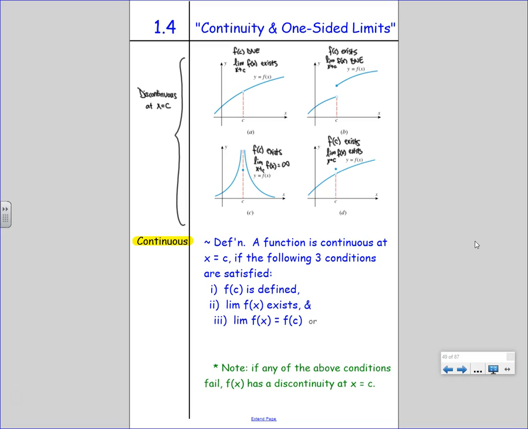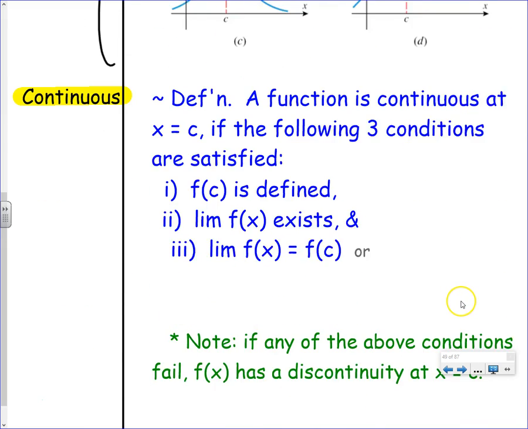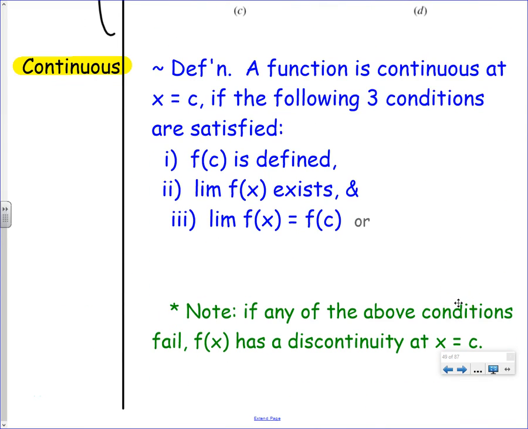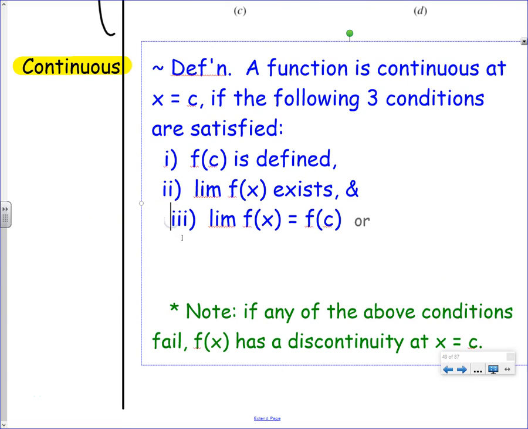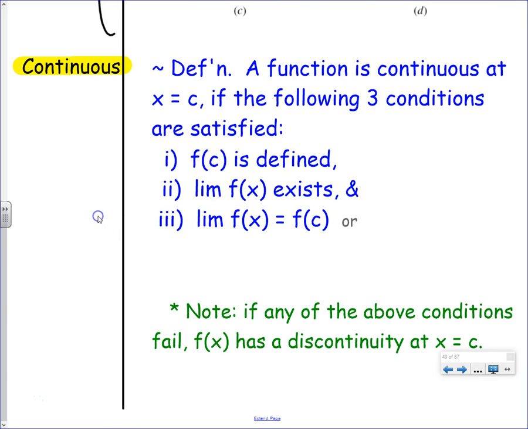A function is continuous. Now, wait a minute, this isn't saying discontinuous. This is saying a function is continuous as long as all 3 of these are true. f of c has to be defined. If it's not, it's discontinuous. The limit, hold on. My typing didn't allow me to write the limit as x approaches c. I wasn't doing math type. Hold on, let me fill this in. There you go. Okay, so.